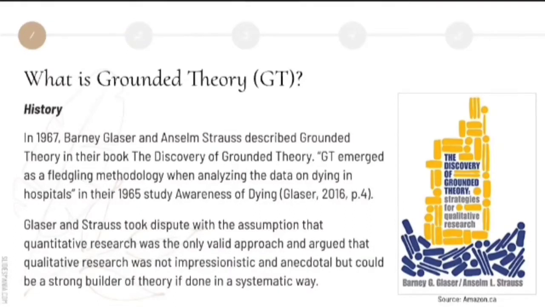Glaser and Strauss took dispute with the assumption that quantitative research was the only valid approach and argued that qualitative research was not impressionistic and anecdotal, but could be a strong builder of theory if done in a systematic way. According to Creswell and Guterman, this groundbreaking book took the position that the current theory in sociology overly stressed verifying and testing theories, rather than discovering the concepts and hypotheses based on actual field data from the participants. As time went by and grounded theory was adopted by more researchers, Glaser and Strauss found themselves parting ways and forging new paths in their field.